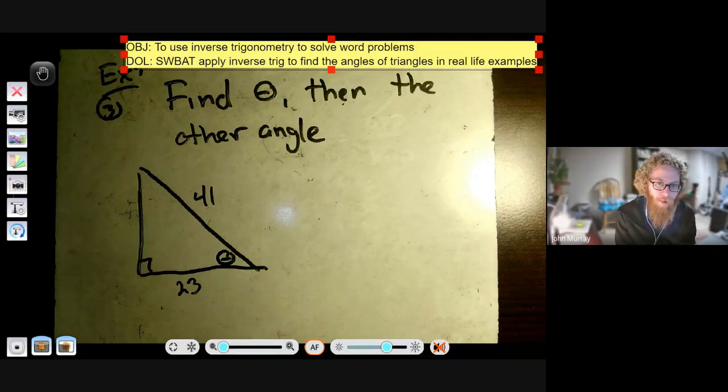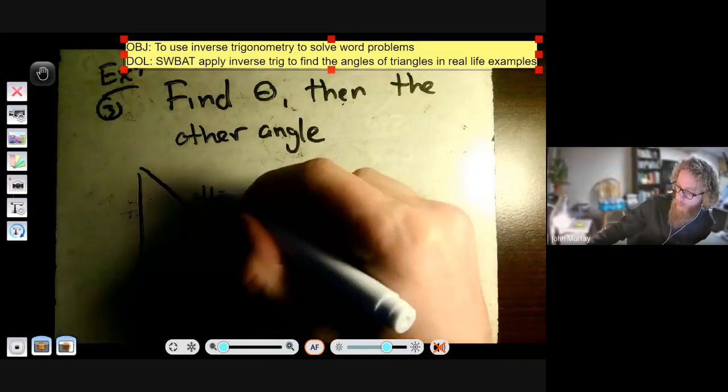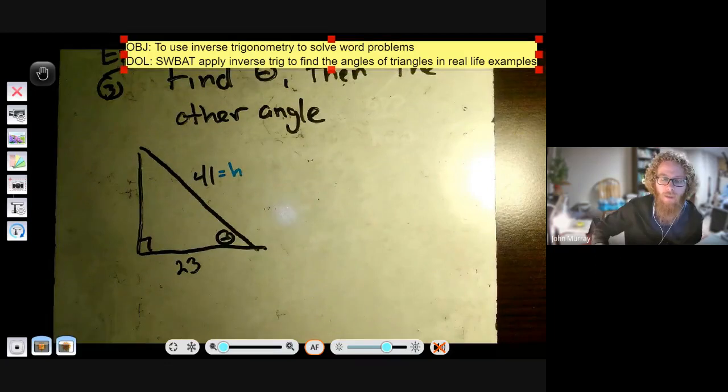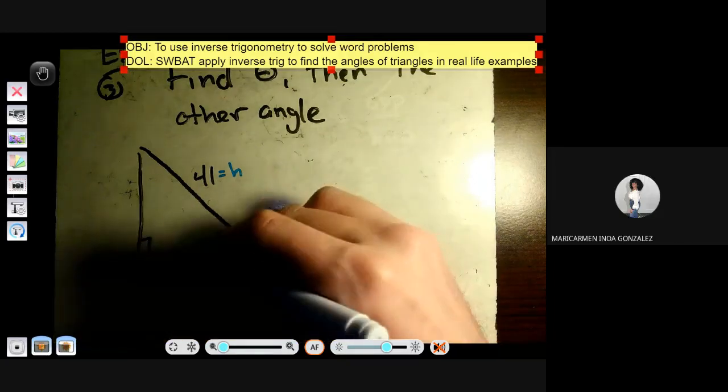All right. With our angle being in the lower right corner, the 41. What side is my 41? Opposite, adjacent, hypotenuse. Hypotenuse. The 23 is what? Adjacent. It is the adjacent side.